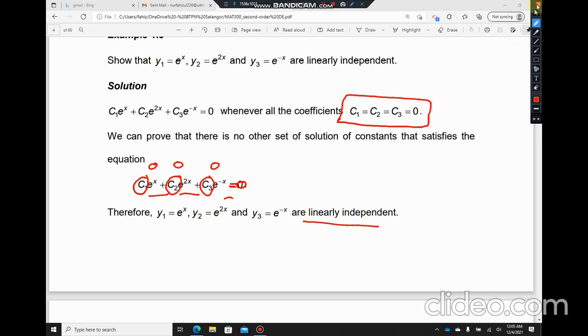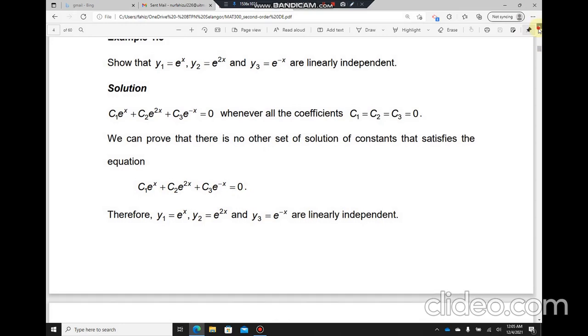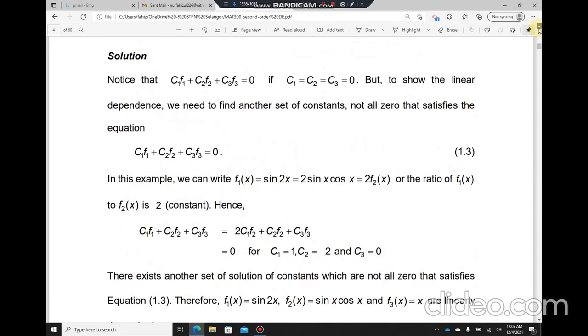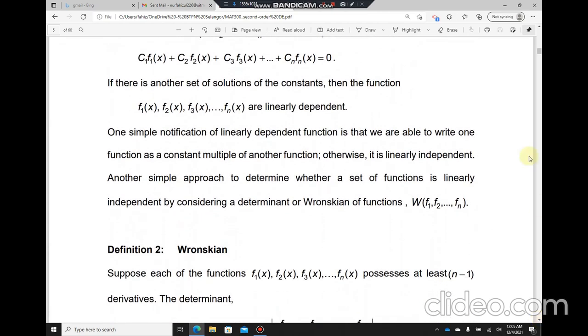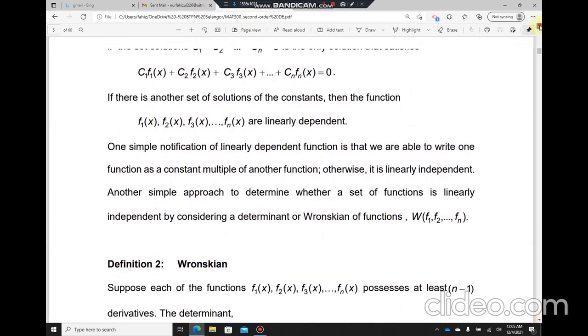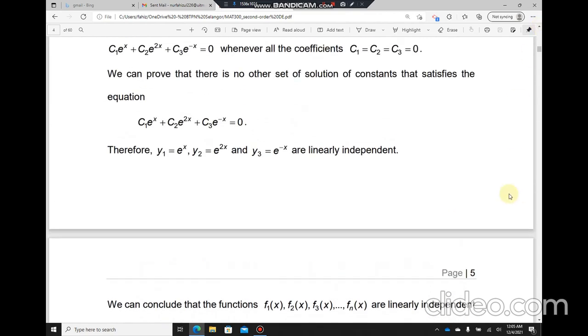So sebab apa kalau kita tengok balik yang tadi tu, sebab dia melibatkan sin dengan cos. Mungkin kalau masukkan sin 0, mungkin akan dapat 0 or 1, and then cos 0 mungkin akan dapat 0 or 1. So dia tak akan jadi, walaupun C1 1, C2 negative 2, dia boleh jadi 0 kat sini. So yang tu beza antara linearly dependent and linearly independent. So awak kena ingat, kalau linearly independent, just kena ingat C1, C2 equals to 0.